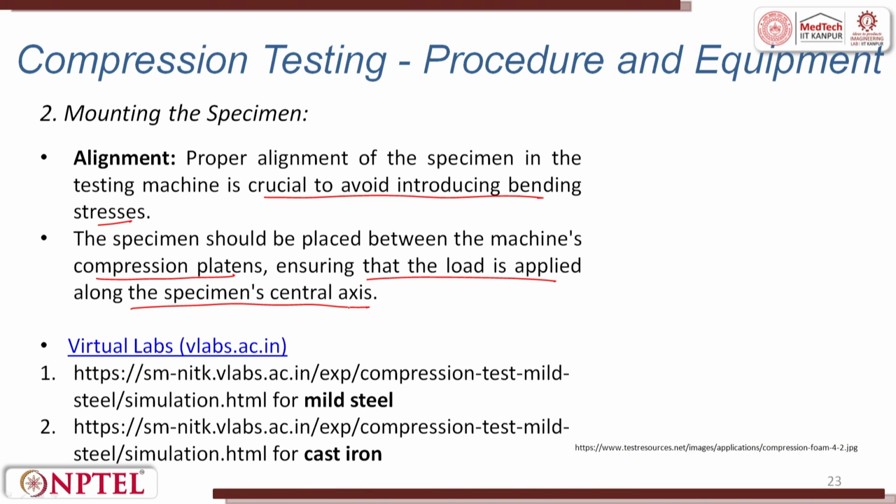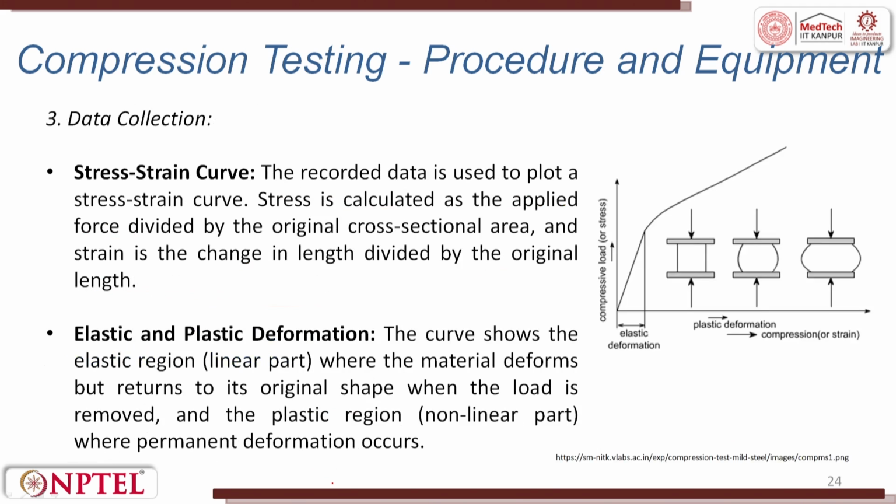Different plate ends are there, depending upon the size of the specimen, the strength, and the type of the specimen, whether it is concrete, metal, or an alloy. Different platens are used. I will show you the virtual laboratory setup for mild steel and cast iron. Let me go through the procedure.